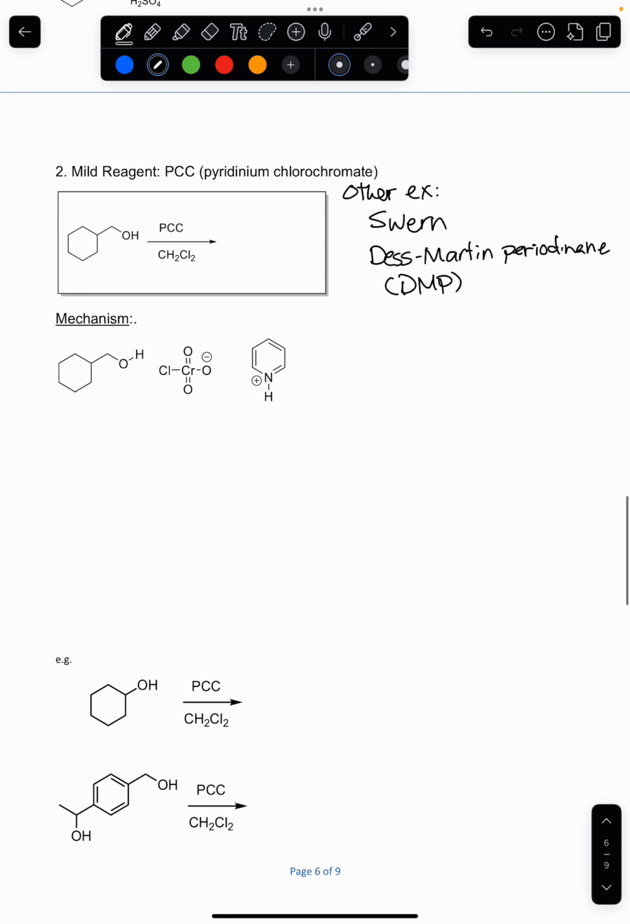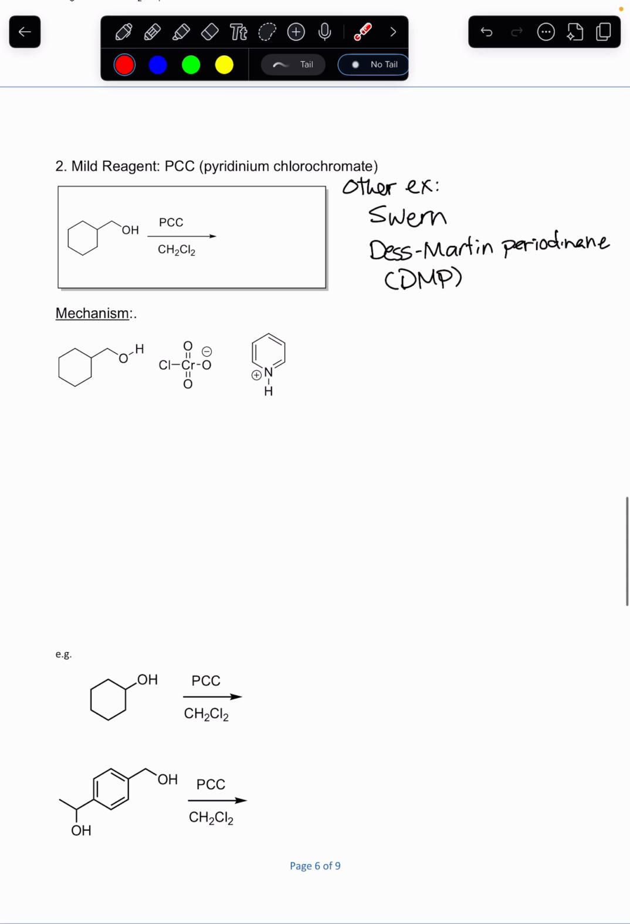Okay, but they do the same thing as PCC, or pyridinium chlorochromate. And this is what the PCC looks like. Pyridinium is because pyridine is this ring, but it's got a proton on it to become a cation. Remember, the cations end with -ium ion, and anions end with -ate or -ide ion. So here's your chlorochromate. It's a salt. Okay.